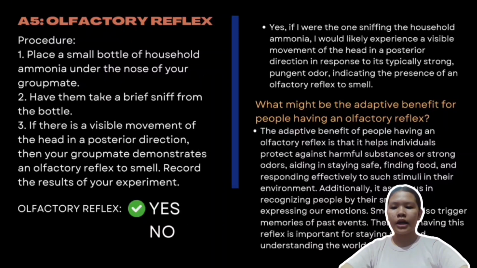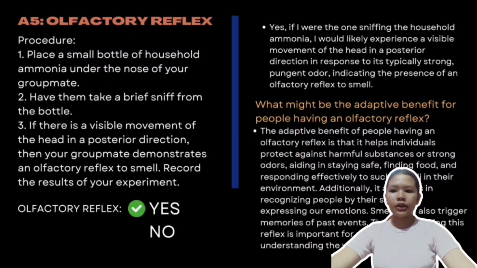The experiment aims to test if the olfactory reflex is triggered by exposing a group mate to the scent of household ammonia. If there is a visible movement of the head in the posterior direction, it shows that the olfactory reflex is activated, indicating the individual has detected the strong odor of ammonia. This demonstrates the functionality of their olfactory system.